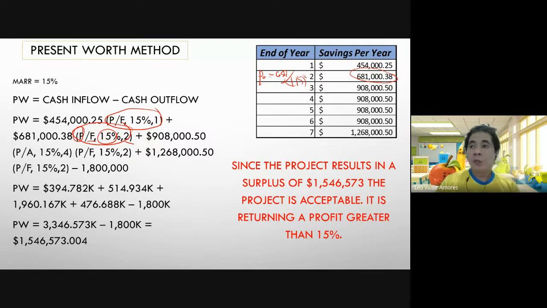But it means your cash in is way greater than your cash out, and you can say that your return is more than 15%. Because if it is exactly 15%, it means the value would be zero. Any questions with regard to the present worth method?